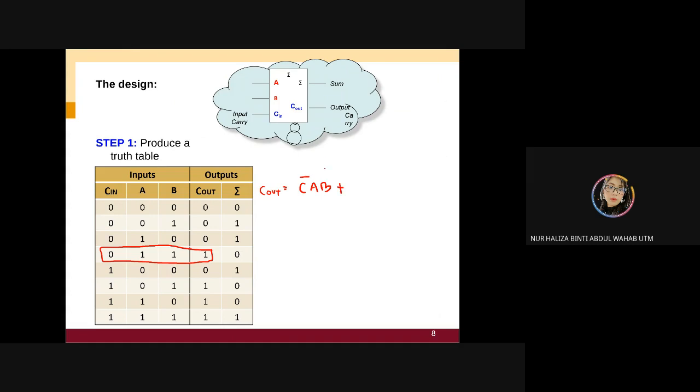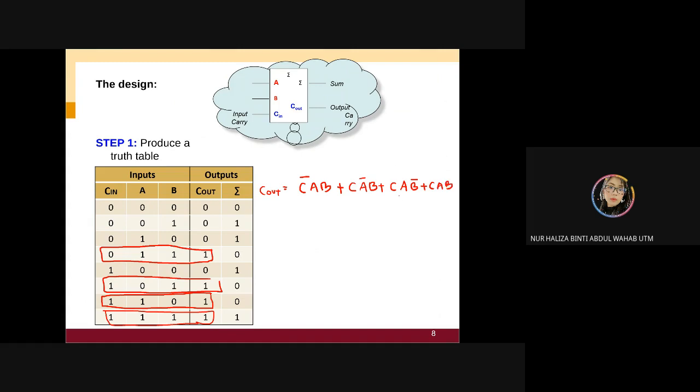If you find I did something wrong, please inform me, okay? For this part, I have my C, A bar B. For this part, I have C, A, B bar. And lastly, all one. Last C, A, B.